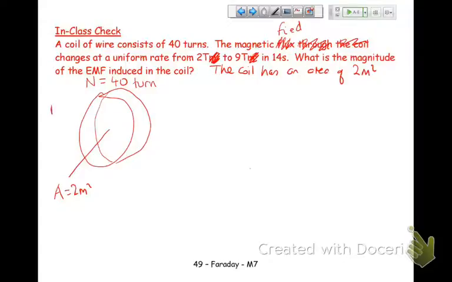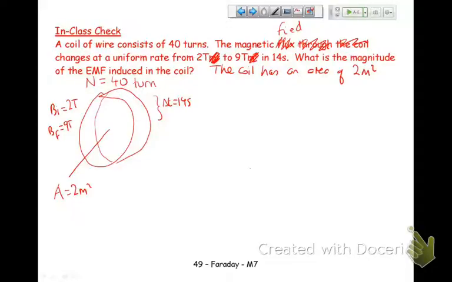So my B initial equals 2 Tesla. My B final equals 9 Tesla. And my delta T equals 14 seconds. Just so you work through it. Can you do that for me, please?